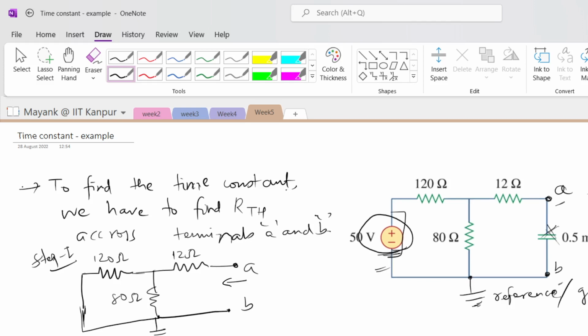Now step 2, we have to find the equivalent resistance, R equivalent. You see that this 120 ohm and this 80 ohm are in parallel, since this terminal is shared for both, and this terminal is also common for both. So the equivalent resistance is 120 times 80 divided by 120 plus 80, which is 120 times 80 divided by 200, and that becomes 48 ohms.